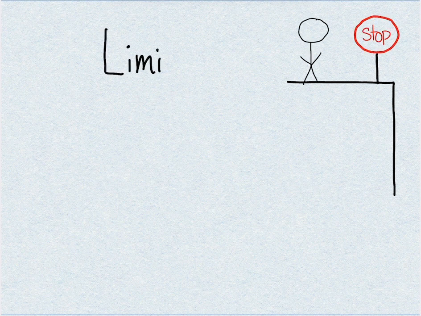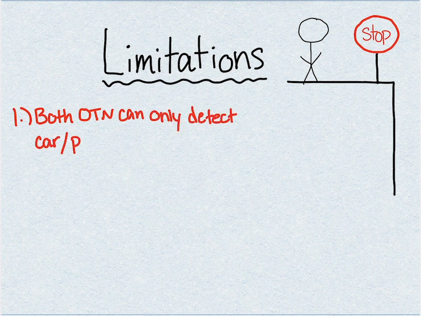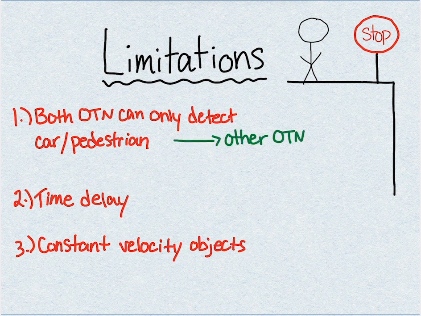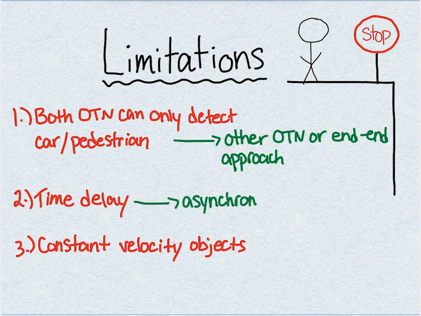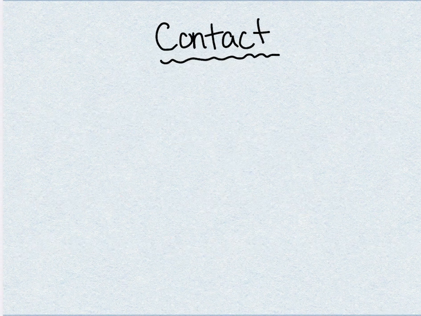For the limitations of this approach, we can mention that both object detections use only car and pedestrian, so we cannot actually show the priority of the proposed method. Then there is a time delay, and finally the constant velocity object, for which we use only 3 keyframes. So what we can do for the first is to use an end-to-end approach. For the time delay, we can use asynchronous methods, and finally we can provide a new framework that can work better.